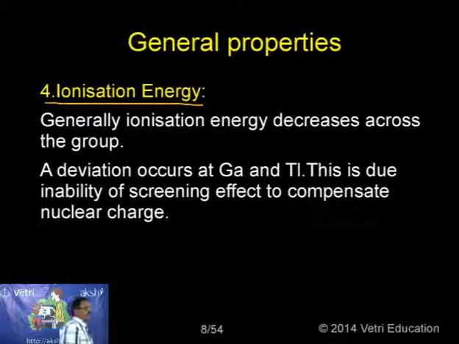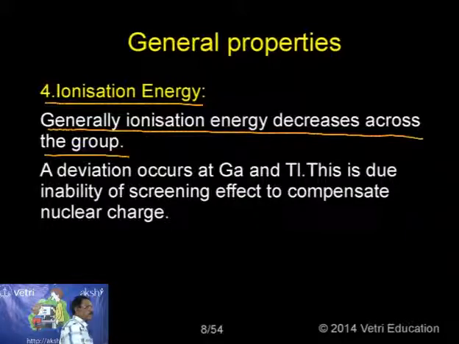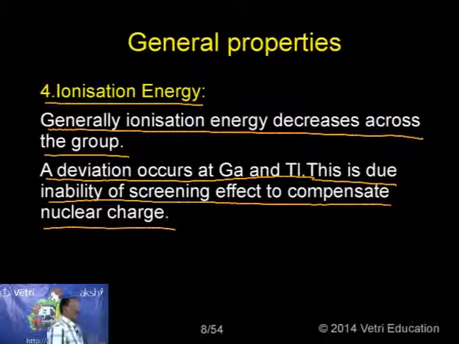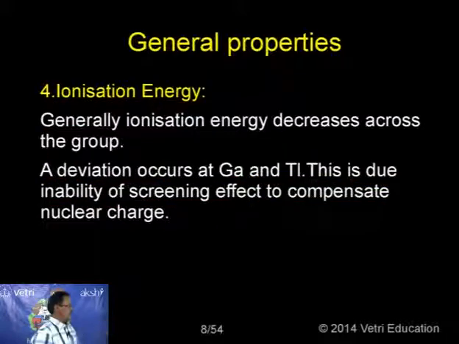Coming to ionization energy. What is ionization energy? It is the energy required to remove one electron from the outermost orbital of a neutral gaseous atom to form a unipositive gaseous ion. Generally, ionization energy decreases down the group, opposite to atomic size. In the boron family, a deviation occurs at gallium and thallium. This deviation is due to the inability of the screening effect to compensate the nuclear charge. So there are exceptions at gallium and thallium.